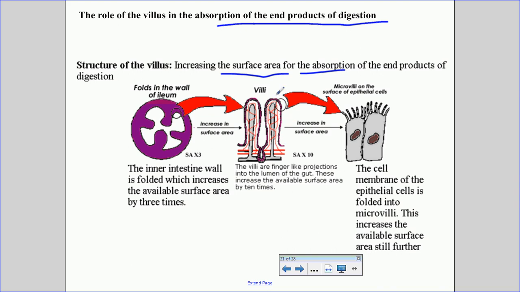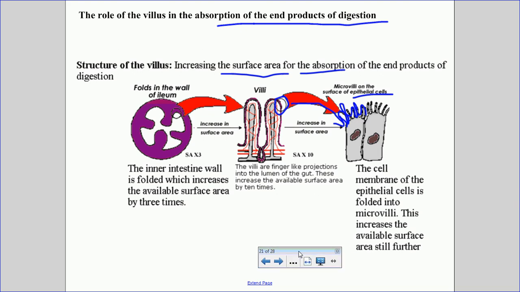And then on those finger-like projections is where you'll find individual cells. Those finger-like projections are lined with cells called epithelial cells. On the surface of those epithelial cells, they have folds on their membrane called microvilli. And it is on the microvilli that you find the enzymes for the final stages of digestion, and where nutrients will then get absorbed into the body. Those microvilli help increase the surface area that is available.